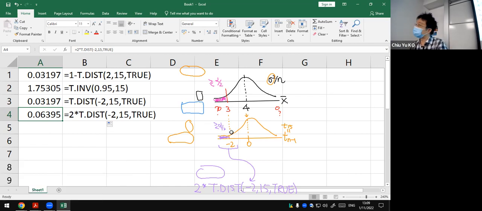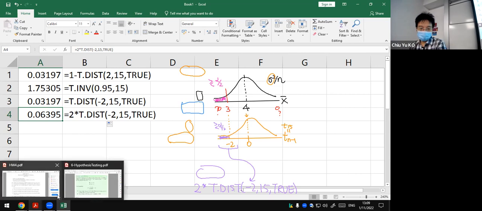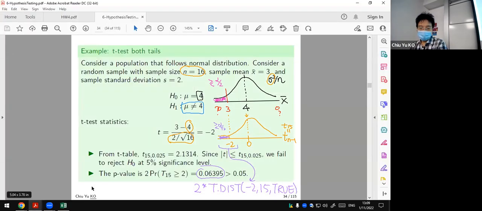Because you multiply by 2, if you use two sides you require much stricter evidence, and that's why you fail to reject. That means the interpretation is that the data is still consistent with equal to 4.